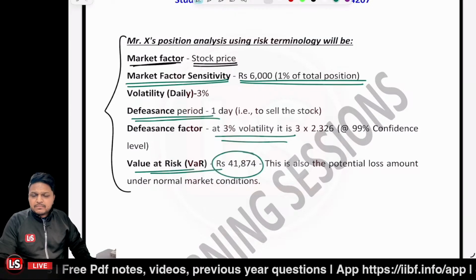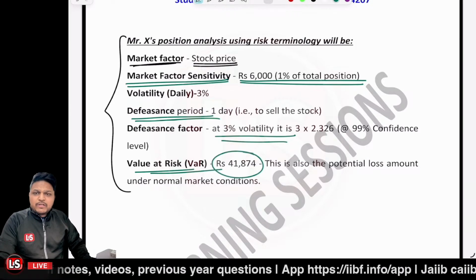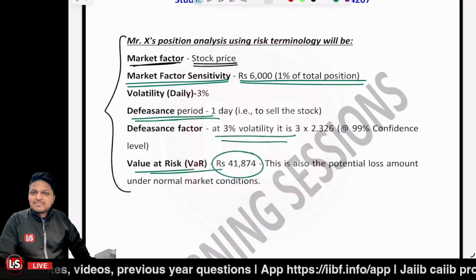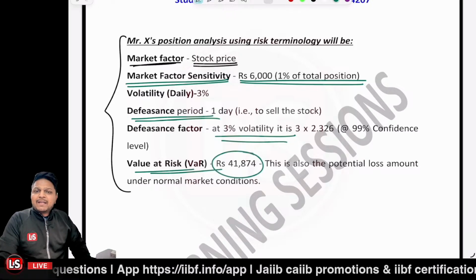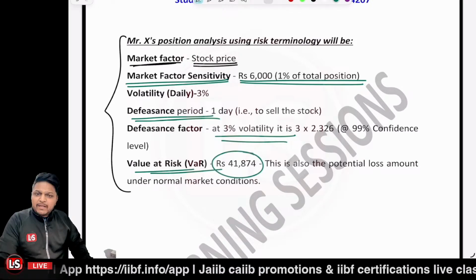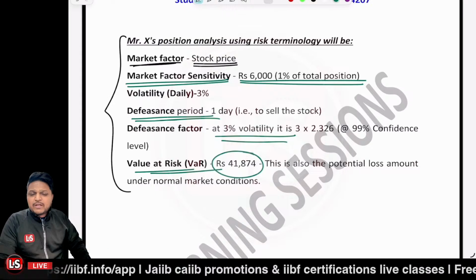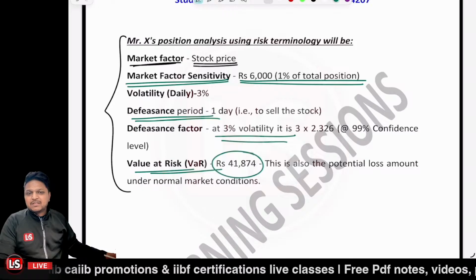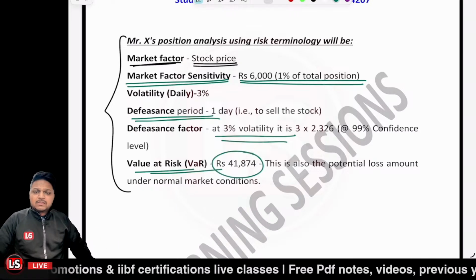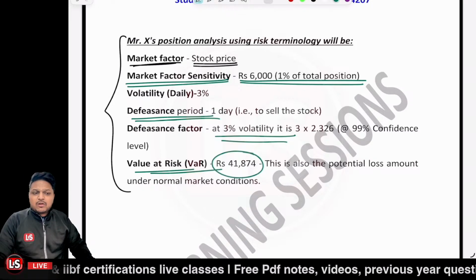Kindly confirm. Are you clear with these points? I know these things may be new to you, but I'm trying my best to explain all these things in such a manner that you can understand them very easily, right? So please do confirm whether you have understood the concept or not.